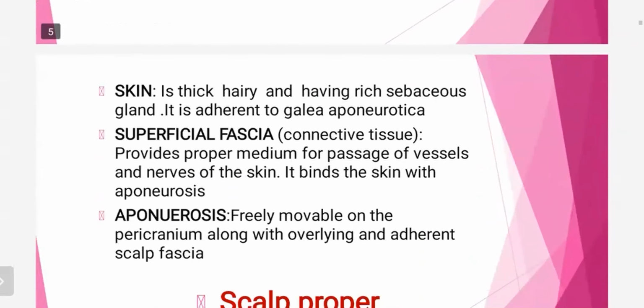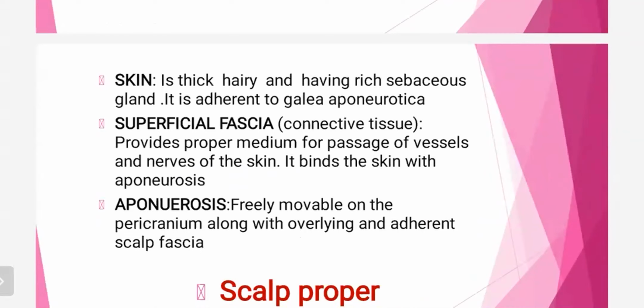These 3 layers, skin, superficial fascia, and aponeurosis, are termed the scalp proper, because the skin is very thick, hairy, and has rich sebaceous glands. It is adherent to the galea aponeurotica. This thick, hairy nature with numerous sebaceous glands is responsible for various diseases like arukshika and dandruff. All these diseases are mainly due to the thick, hairy nature of the scalp.